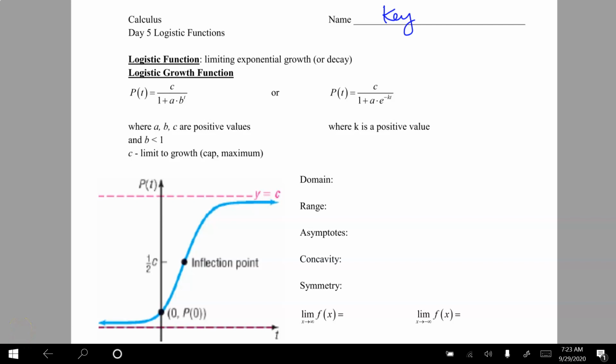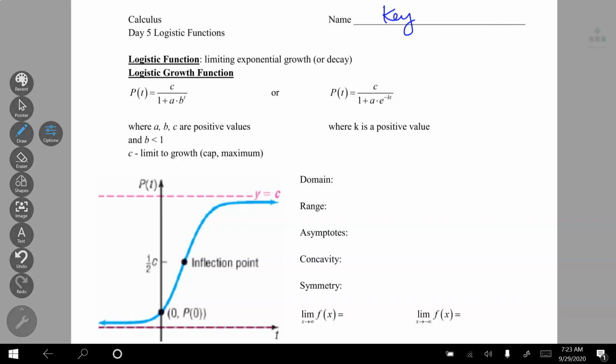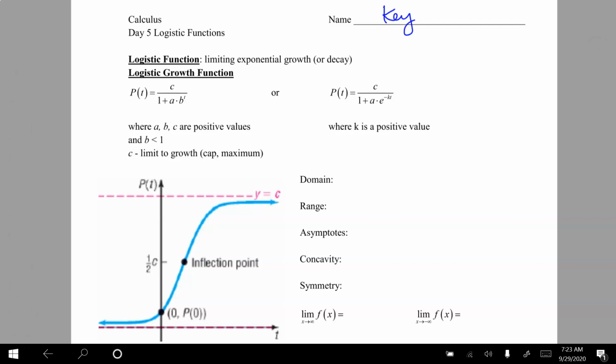Welcome to day 5. We're going to study something new called logistic functions. Logistic functions are functions that incorporate exponential growth and decay, but along the same idea with these log functions. It's more a real-life application because some things, like a population, cannot grow forever to infinity, like if we put fish in a pond or bacteria in a petri dish or whatever.